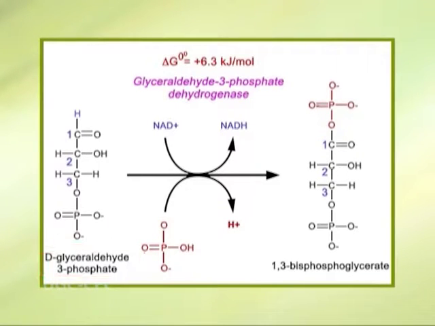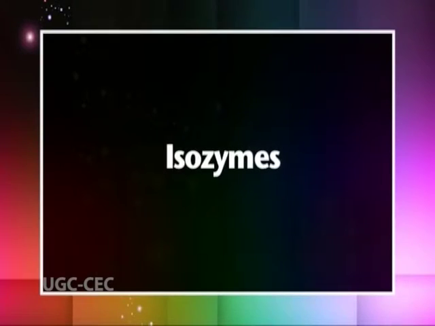In negative cooperativity, there is a decrease in the binding affinity once one of the sites is bound. For example, the relationship between glyceraldehyde 3-phosphate and the enzyme glyceraldehyde 3-phosphate dehydrogenase. This is a clear example of negative cooperativity. Now let's talk about isozymes.